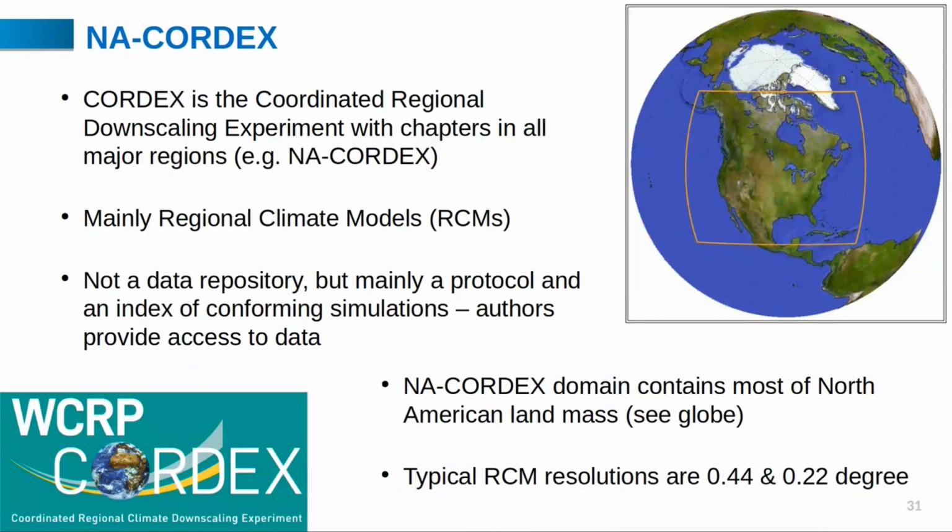Typically, the model resolution is about 0.44 or 0.22 degrees, so about 40 or 20 kilometers. And their suggested scenario, by the way, is SSP3-7.0 for CORDEX 2. But I'm not aware of any models already being available for CMIP6. So all of what CORDEX currently has is downscaled from CMIP5. So the climate projections are a bit more dated.